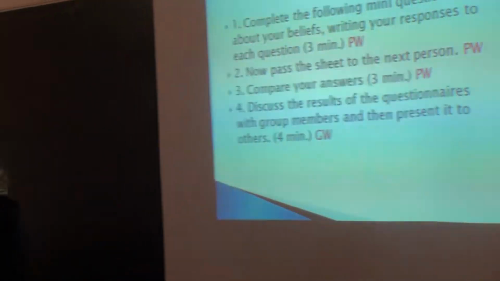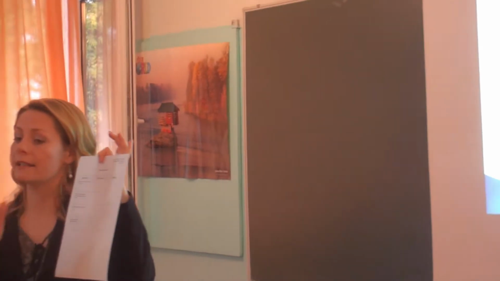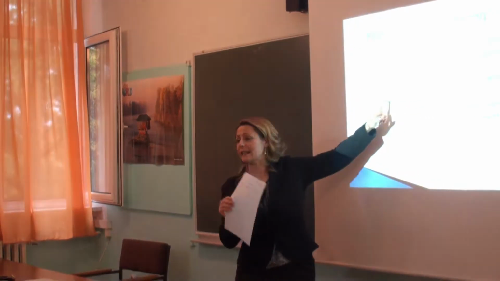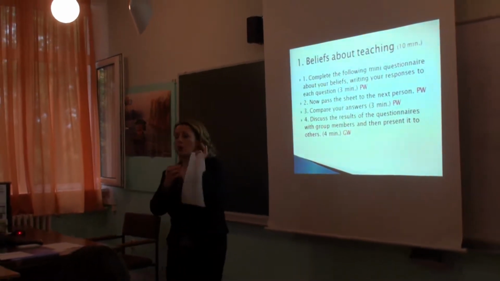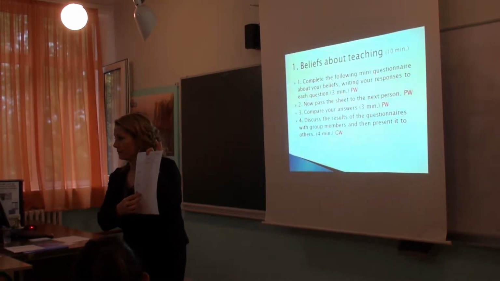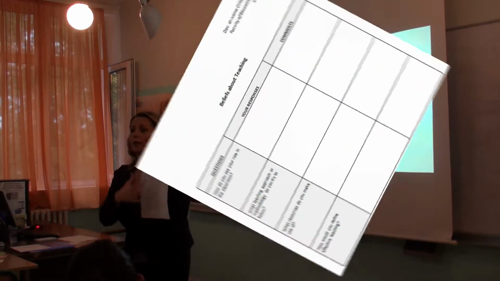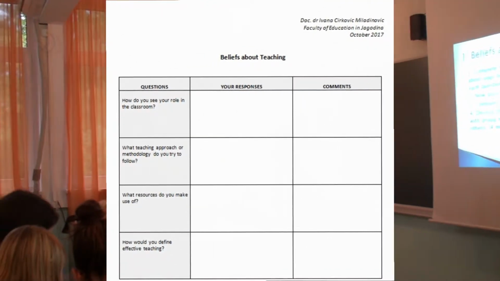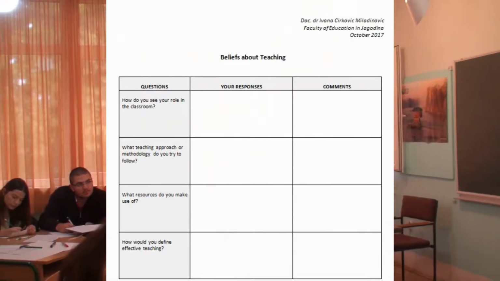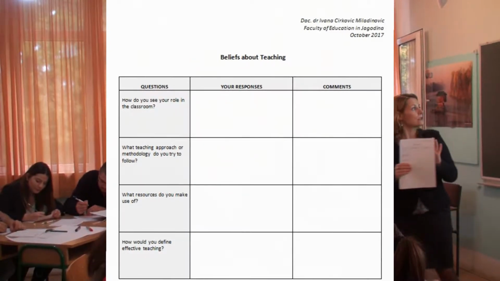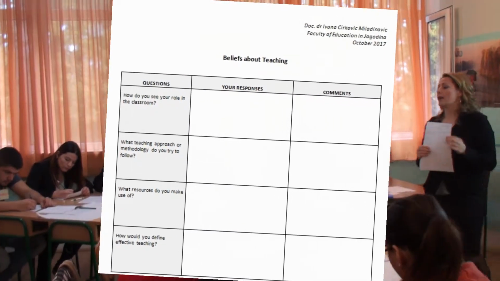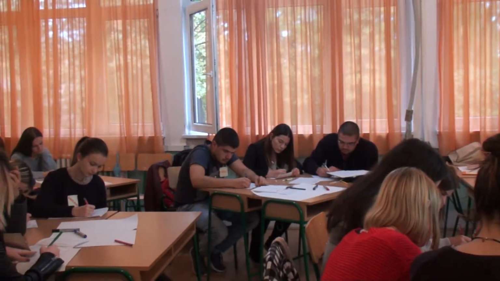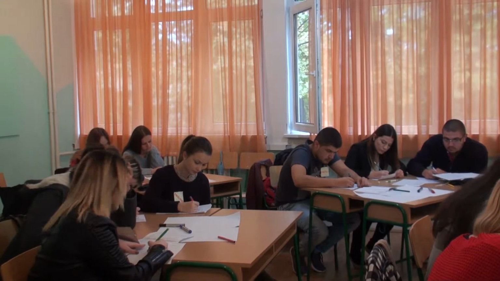In the first column, you will write your responses, and then you will give the sheet of paper to the next person. The next person will give comments to your ideas in the first column. Okay? Any questions about this? No. Okay, you have 3 minutes to do this. You can talk to each other, you can help each other as well, if you want. After that, we will compare the answers in each group. I will come and help you if you need some help.